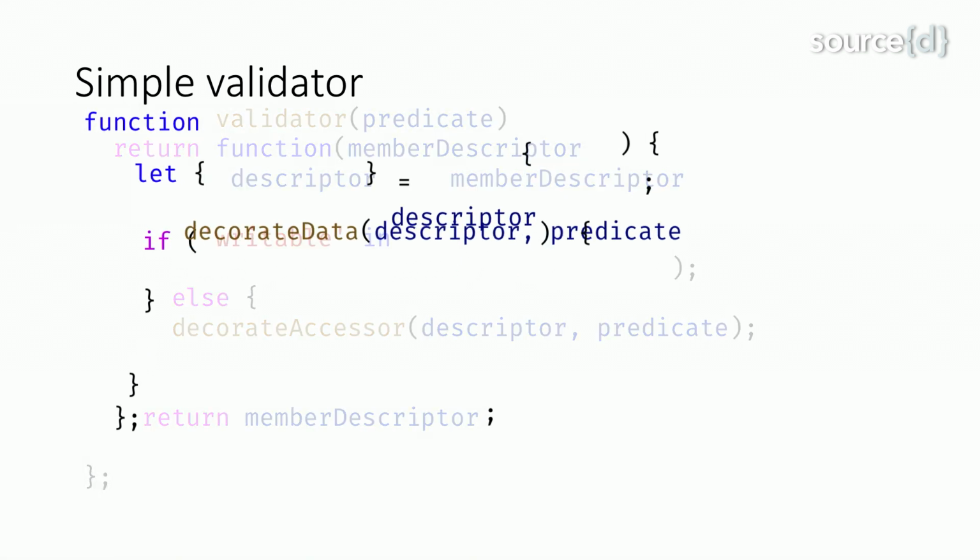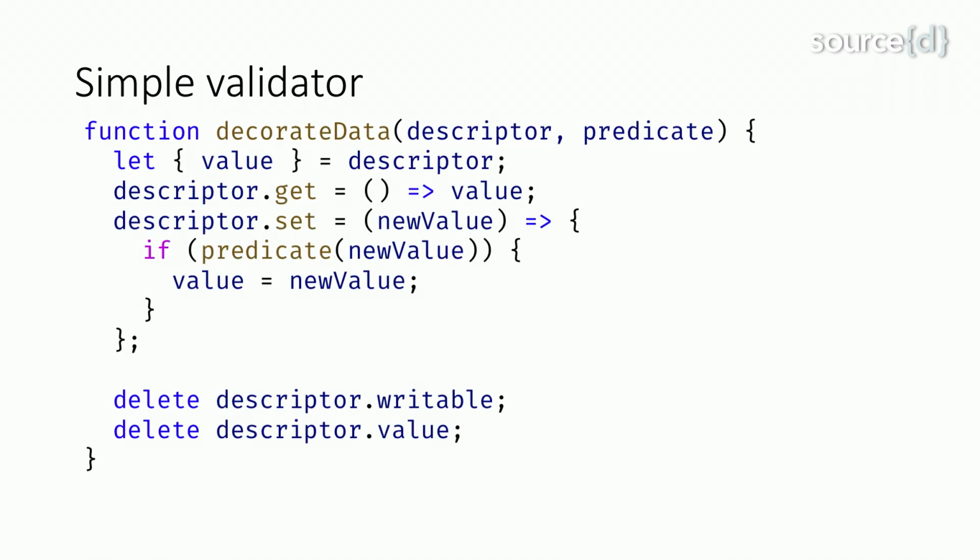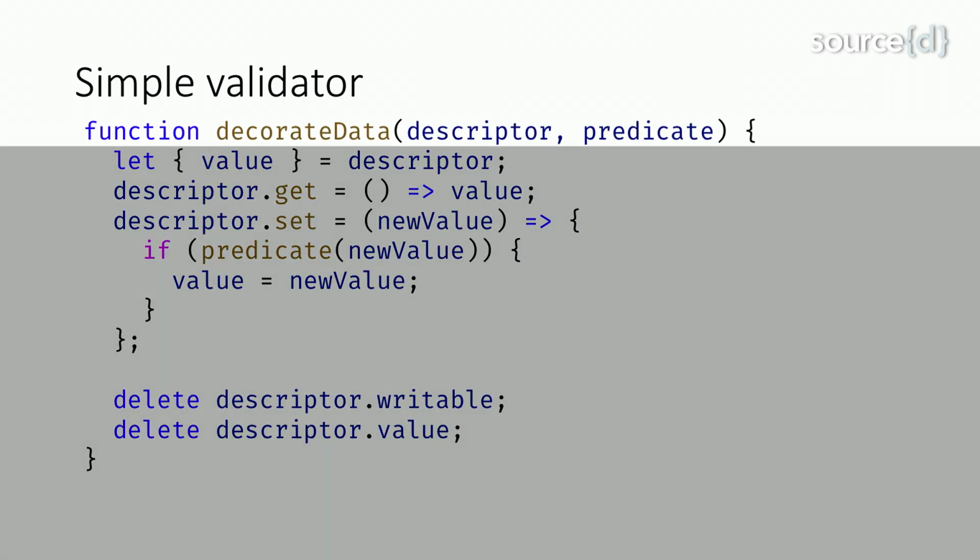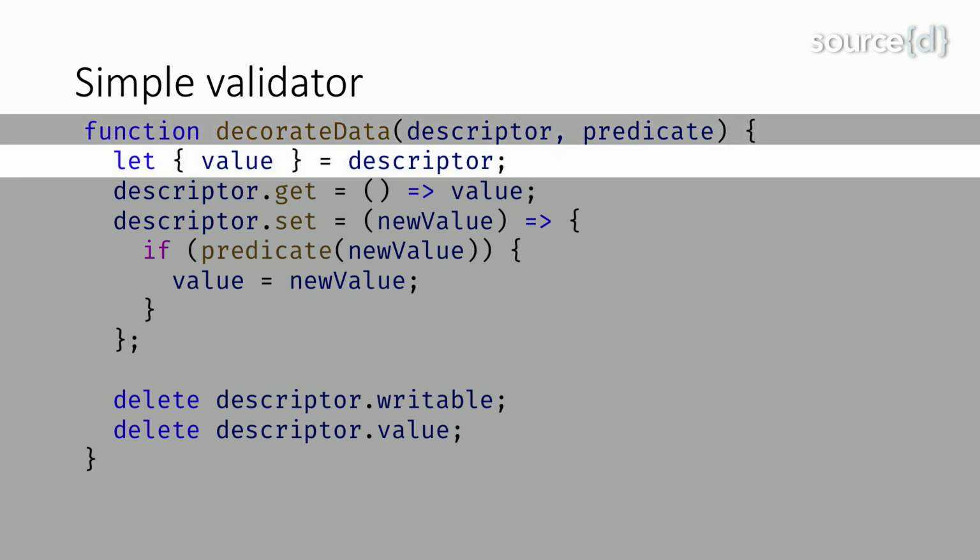Let's see first the decorate data function. It receives the original property descriptor from the member descriptor, and the predicate. And the first thing we do is take the value. Since this is a data descriptor, sorry for repeating myself so much, but this is something that is not really covered in any JavaScript course. And this was meant to be done in 15 minutes. I need to cover another 15. And all this counts.